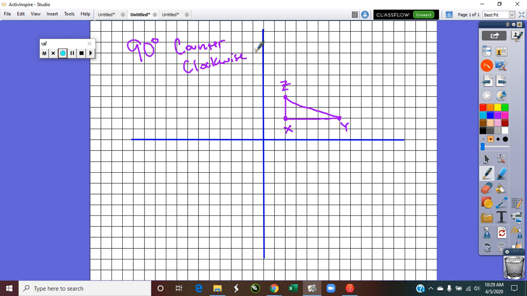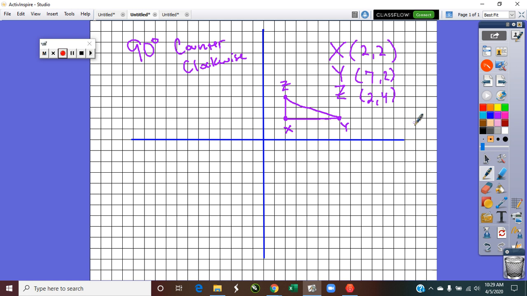Okay, so let's write the coordinates of these first points. I've got an x, I got a y, and I got a z. What are my coordinates for x? Over 2, up 2. What are my coordinates for y? Over 1, 2, 3, 4, 5, 6, 7, up 2. My coordinates for z are over 2, up 1, 2, 3, 4. Okay, we're good so far.